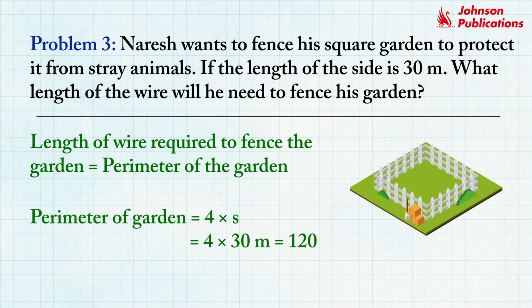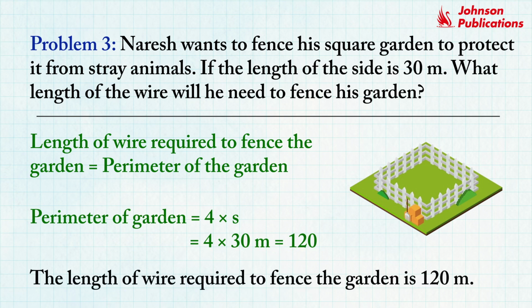Using the formula of the perimeter of the square, we can find the perimeter. Thus, the length of wire required to fence the garden is 120 meters.